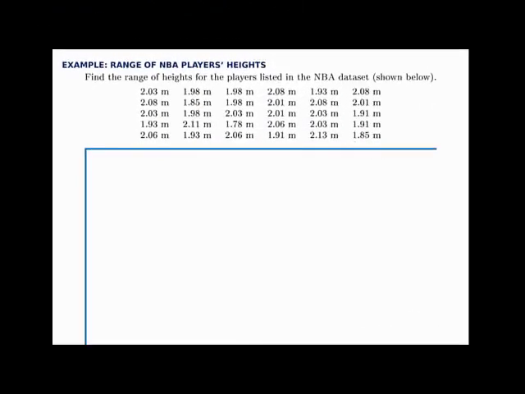Here we'll find the range of a data set that we're given, and the data set is the heights of the players given in the NBA data set. The range is really simple. It's just the difference between the smallest and the largest. So all we have to do is look through this list and find the smallest number and the largest number that occur. If you scan through, you should be able to pick out that the lowest number is 1.78. 1.78 meters is the shortest player in the sample that we listed. And the tallest player is 2.13 meters. So the range is just the difference between those two. If we take 2.13 minus 1.78, the range is the difference, or 0.35 meters.